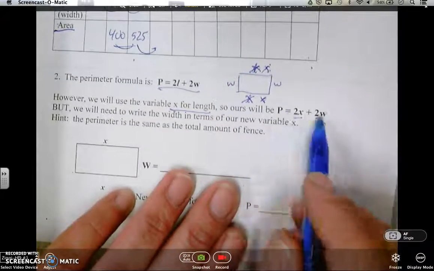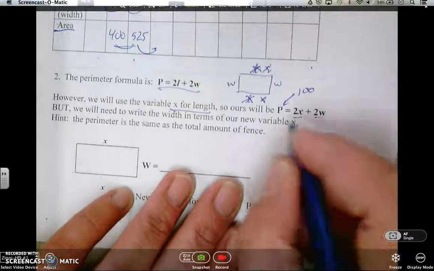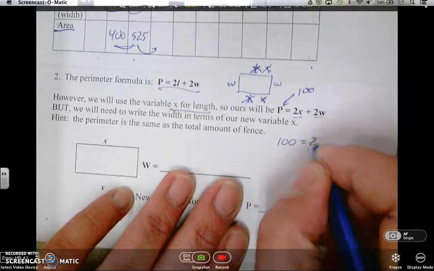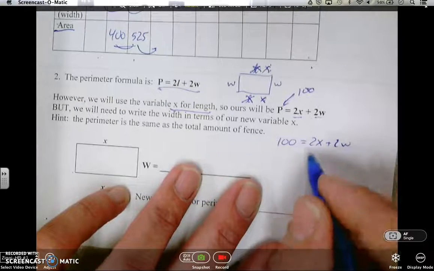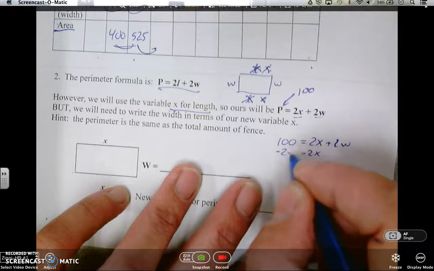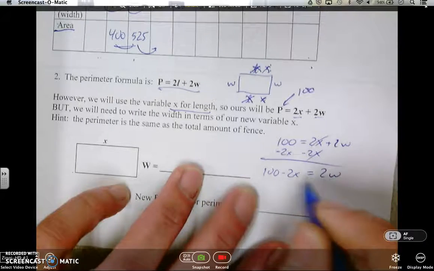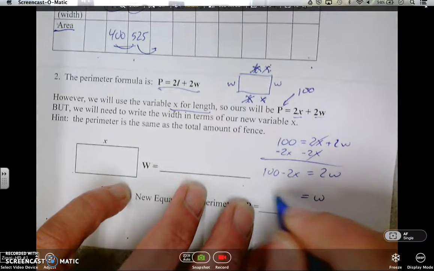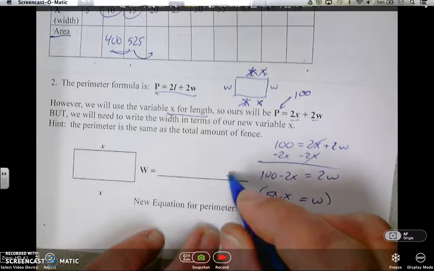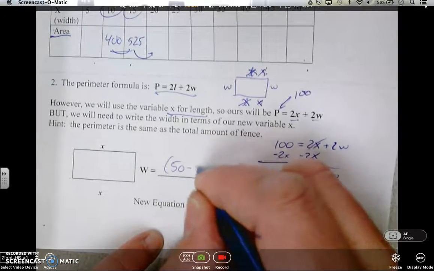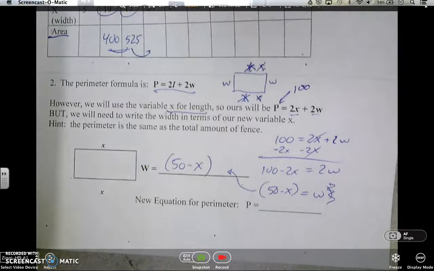Right now we still have 3 variables, and that's too many. We don't want that. Well, we decided from the start the perimeter is going to be 100. That's the most fence we have, so we can say 100 equals 2x plus 2w. If we solve this for w, subtracting 2x, we get 100 minus 2x equals 2w. Divide everything by 2, and you get w equals 50 minus x. That's what we're looking for here. 50 minus x was the width. That was the main idea.